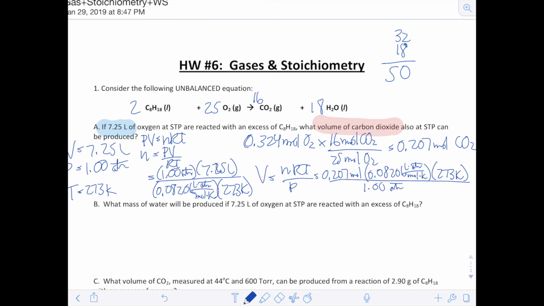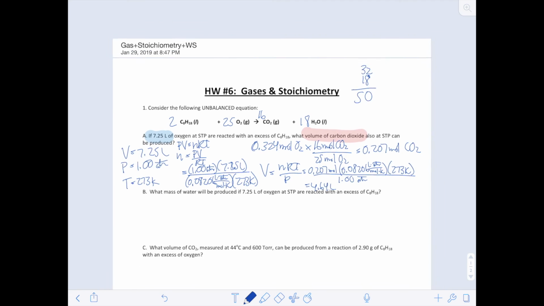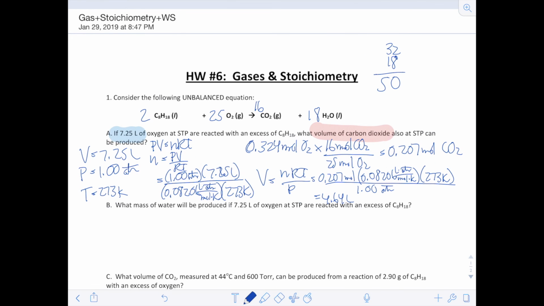Okay, so when I do the math, I get 4.64 liters. And that makes sense because I only have 16 moles of carbon dioxide, whereas I have 25 moles of oxygen, so I should have a smaller volume because of that.